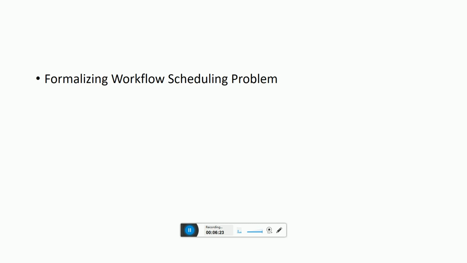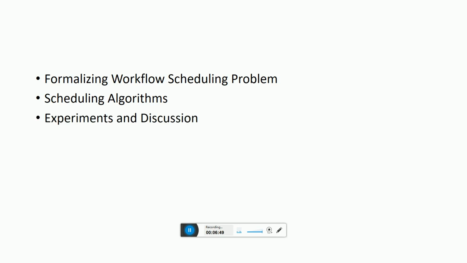So in this paper, there are three main parts that they talk about. First is formalizing the workflow scheduling problem. Another section is scheduling algorithms. They presented two proposed scheduling algorithms. One is the task prioritizing algorithm, and the other is SCPOR that we're going to talk about. And at the end, in the experiments and discussion section, they compared the SCPOR algorithm with already existing scheduling algorithms.